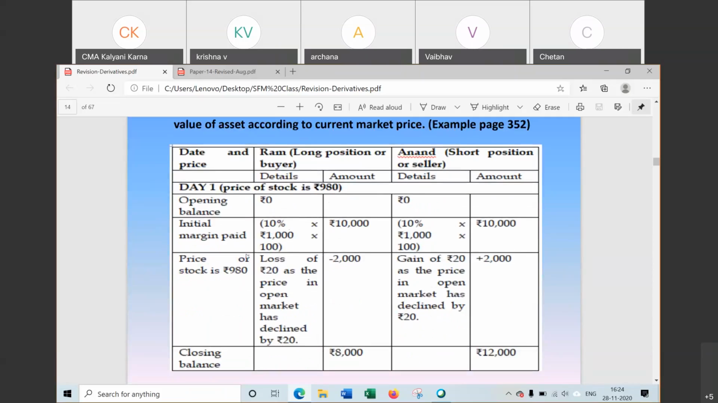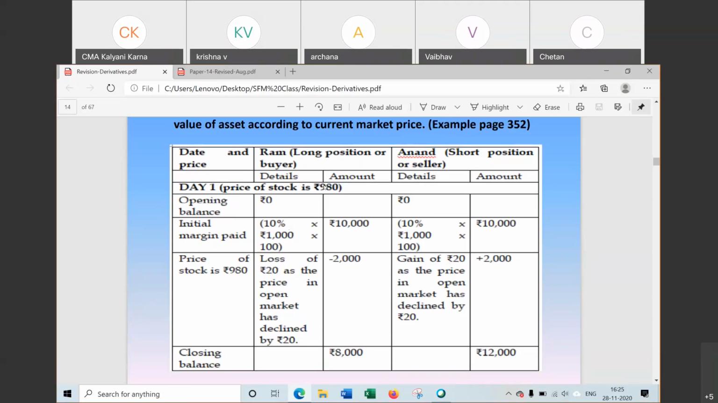When price declines, suppose the future price was 1000 and the price declined. In the case of price decline, the buyer has the loss, because the buyer has to buy at 1000 but the market price is 980. This loss is 20 for 1 share, one security, and there were 100 securities in this question. So the 2000 loss will be deducted from his account and it will be added to the seller's account.